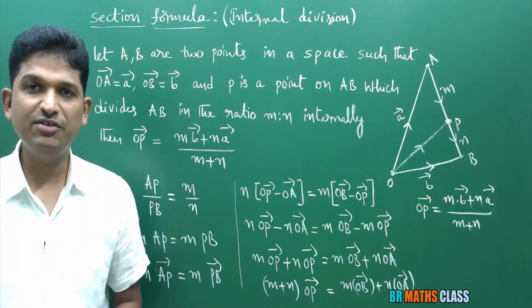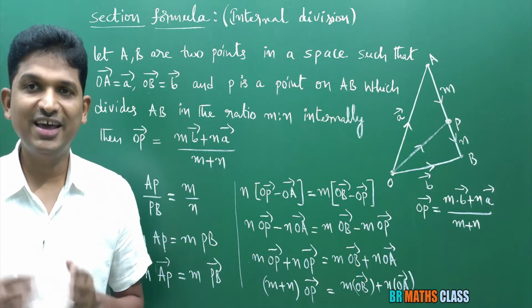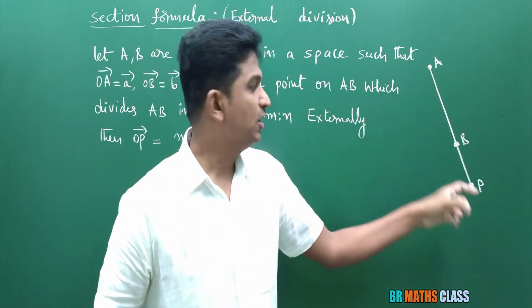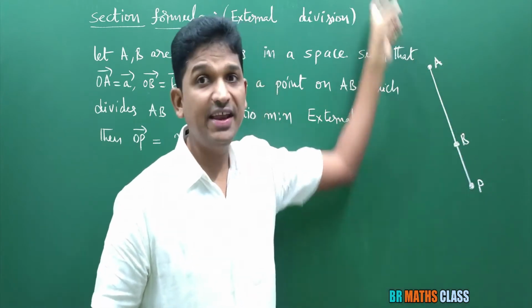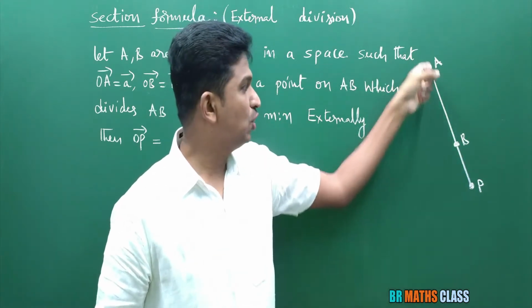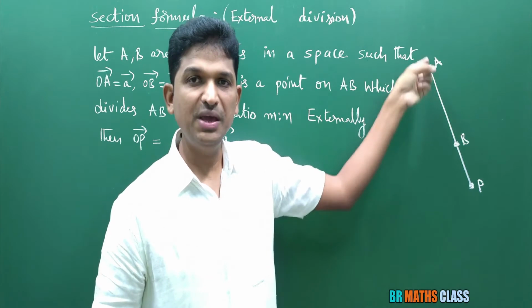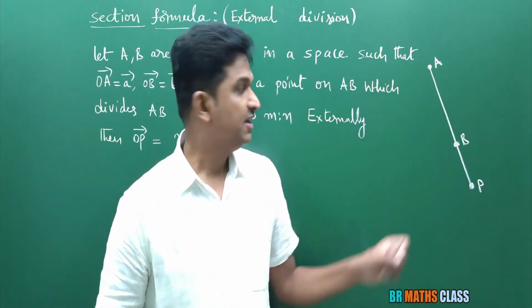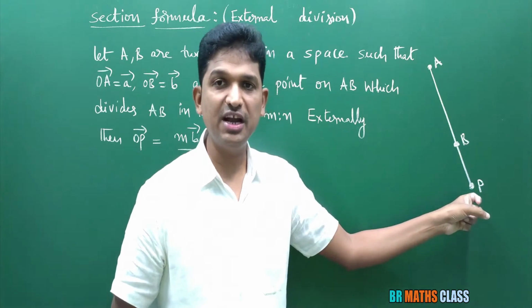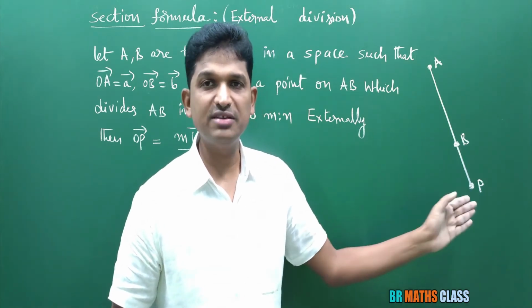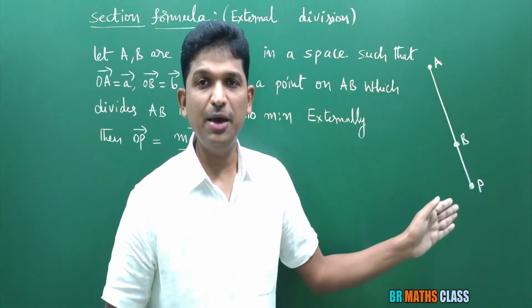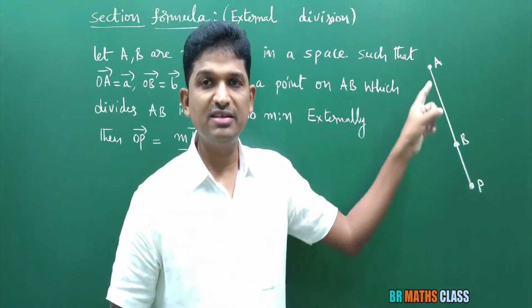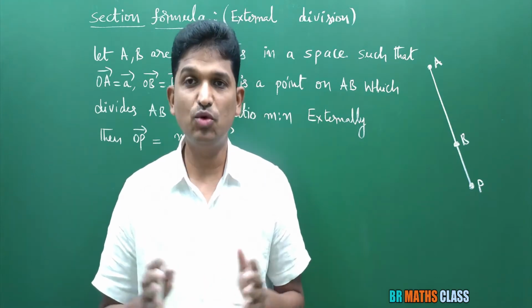Now we will see the derivation of section formula in external division. You observe this is AB, and you can observe P is a point on the line AB. You can observe P is not in between A and B. If P is in between A and B, we say that P divides AB internally. Here P is not in between A and B. So here we say that P divides AB externally. Okay, so if P divides AB externally, then what is the section formula?